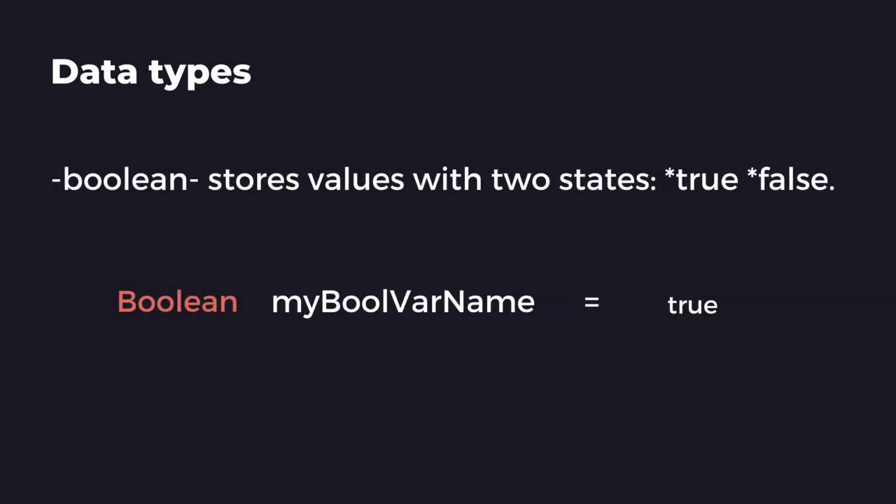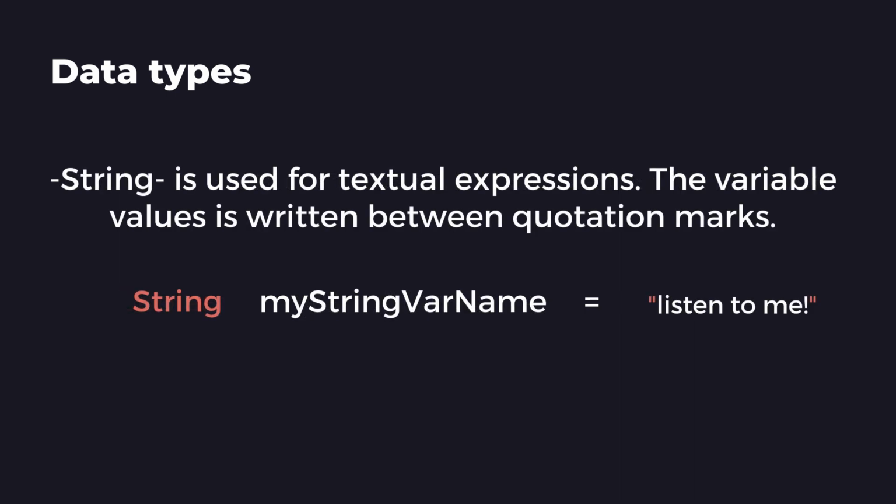Boolean stores values with two states, true and false. For example, the variable named myBooleanVarName can store true or false because it has the Boolean keyword. String is used for textual expressions. The variable value is written between quotation marks. For example, the variable named myStringVarName can store "listen to me" text because it has the string keyword.